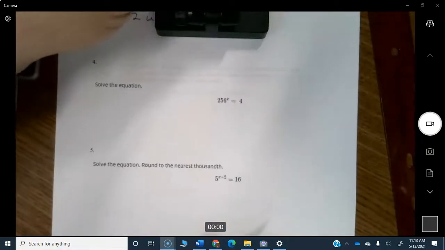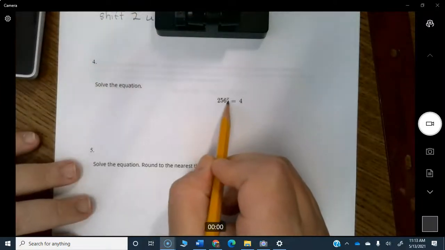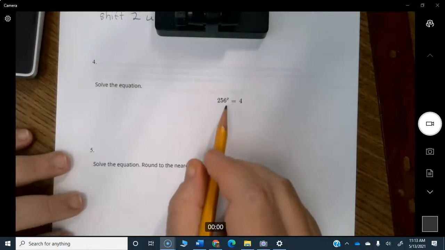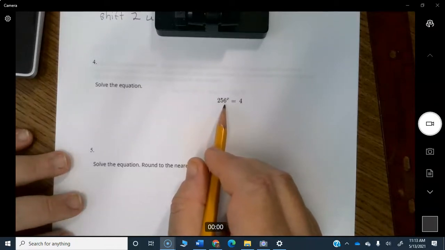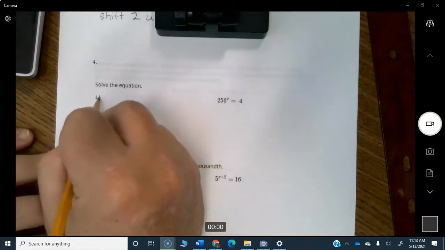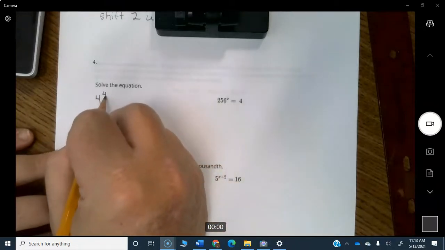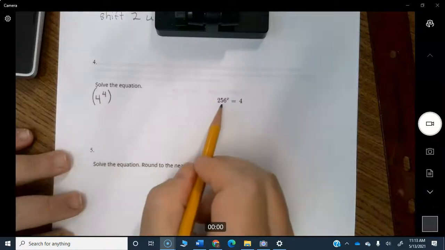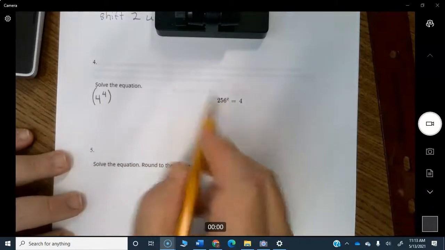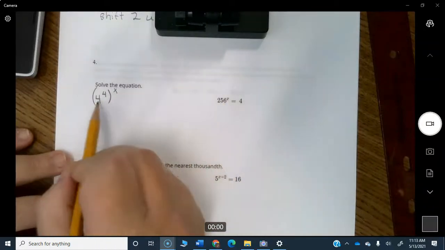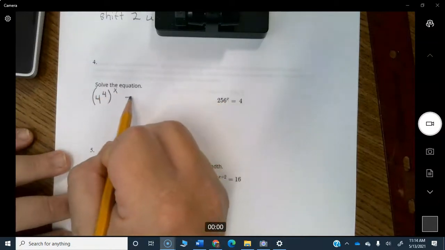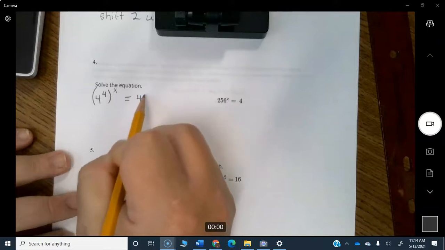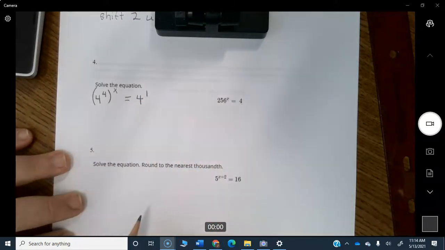Okay, let's keep going. All right, so we have 256 to the x power equals 4. For this one, you can use a common base. 256 is a multiple of 4. It's 4 to the 4th power. So the way you could do this one is 4 raised to the 4th power. Okay, that's what 256 is. And then you have that x up there, so you can put it out here. So this is 256. That's the x. So that's that. Now the 4 is simply 4 to the 1st power.